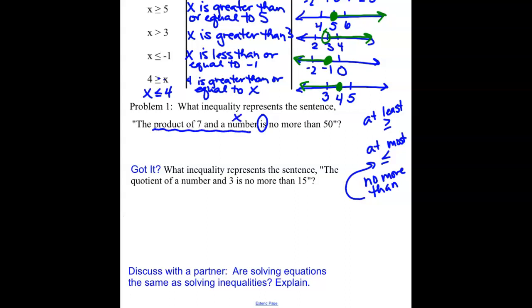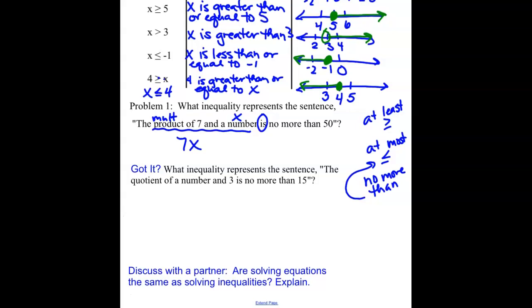I'm going to just use x for my number. The product means we are multiplying. We talked about this a couple days ago. So we are multiplying the 7 and an x together. Okay? The "is" is kind of breaking it, so that's where our inequality symbol is going to go.